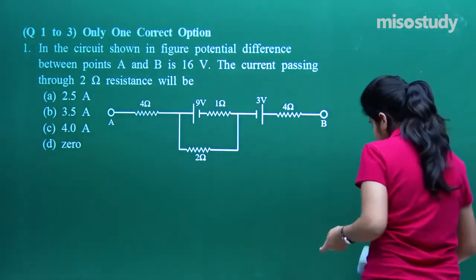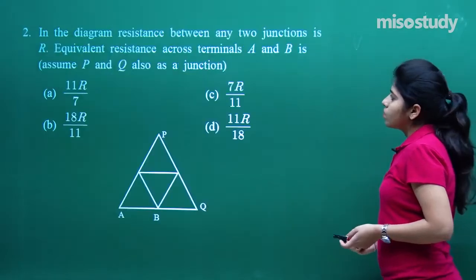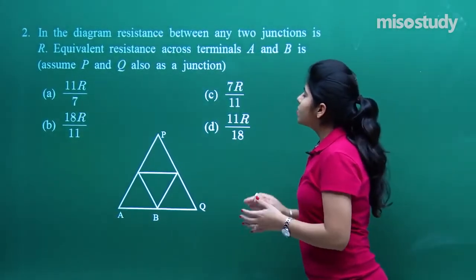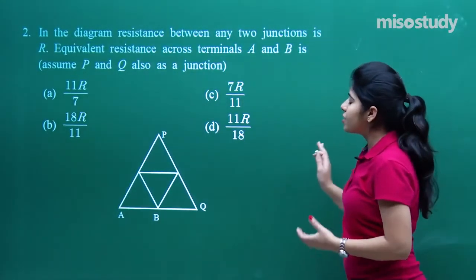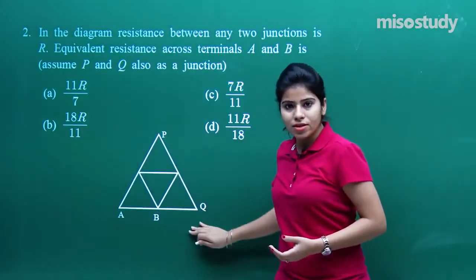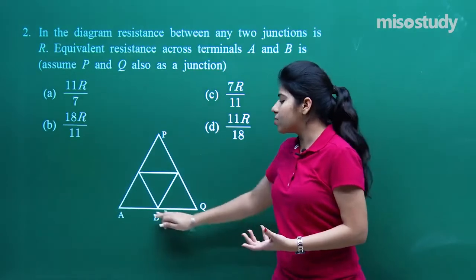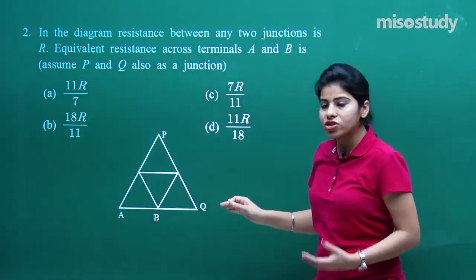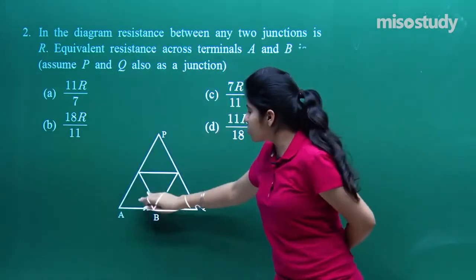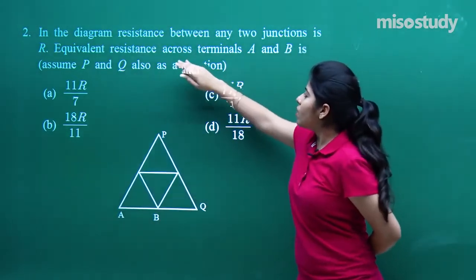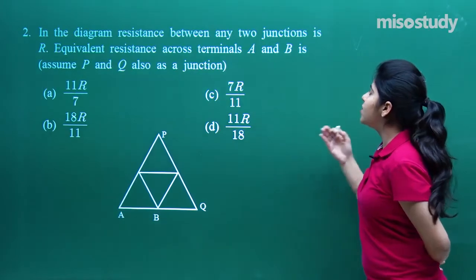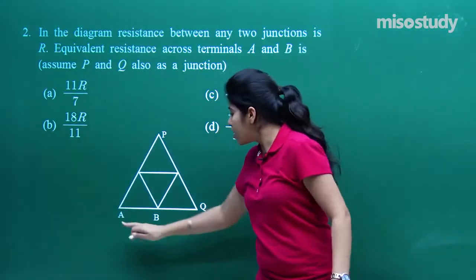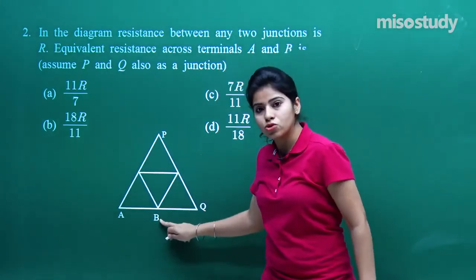Okay. So question number 2 says that in the diagram, the resistance between any two junctions is R. We have been provided a circuit, and between any two junctions it has been given that the resistance is R. The equivalent resistance across terminals A and B is what? We have to find out the equivalent resistance across these two terminals.